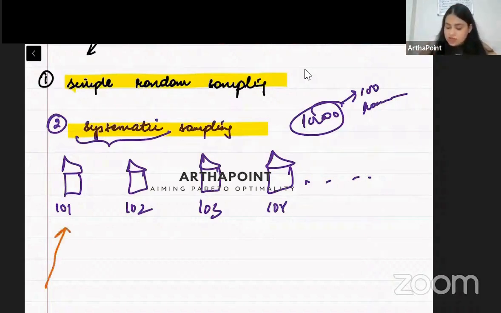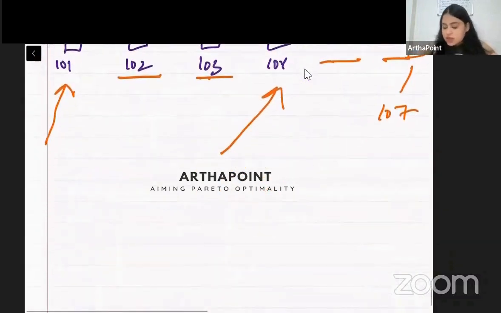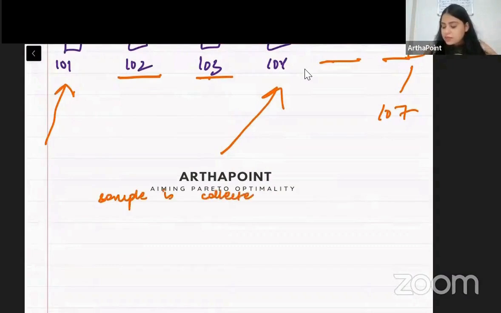So I collect house number 101. Then I leave 2 houses. Then I collect house number 104. Then I leave 2 houses. Then I collect house number 107 and so on. So I am following a system. That means I am collecting at regular interval, but it is still random in nature because I don't know which house has which person in it. So here the sample is collected at regular intervals.